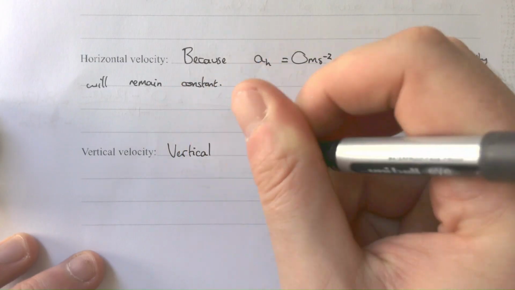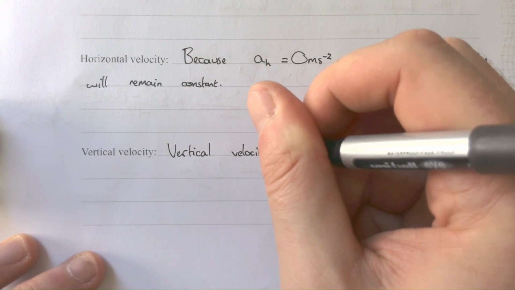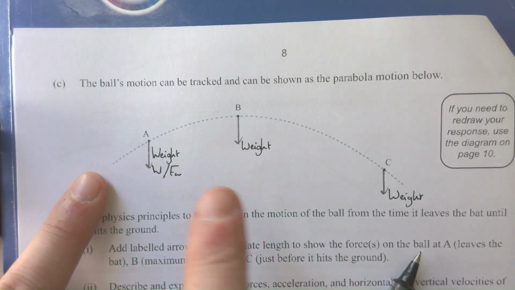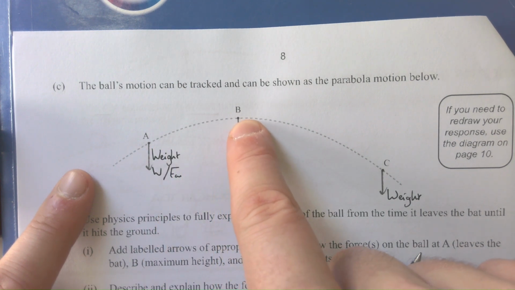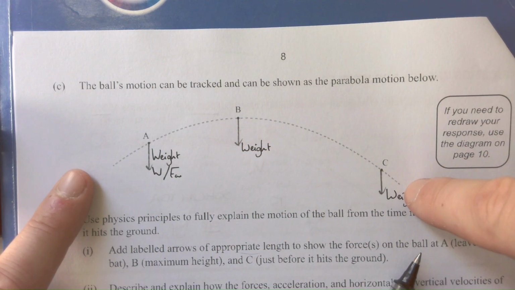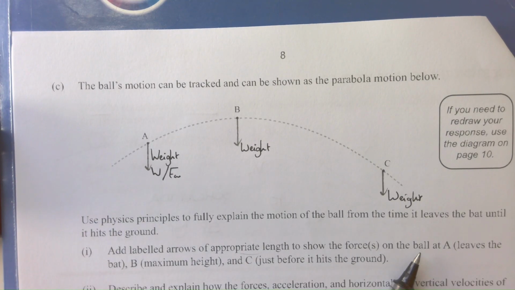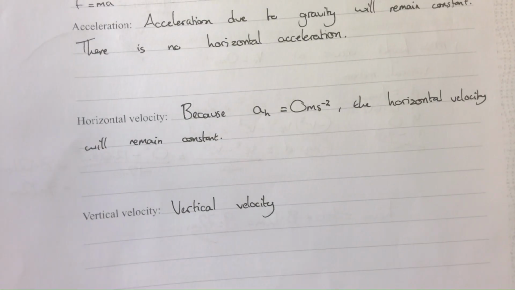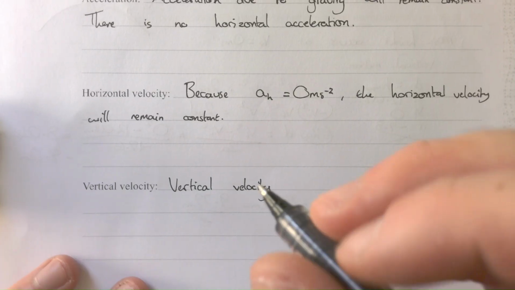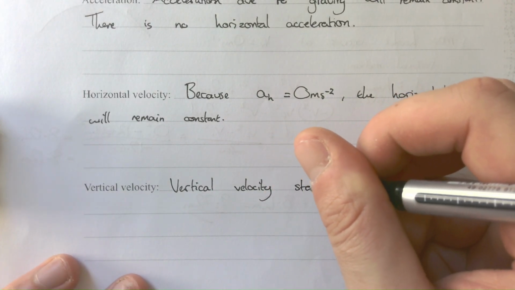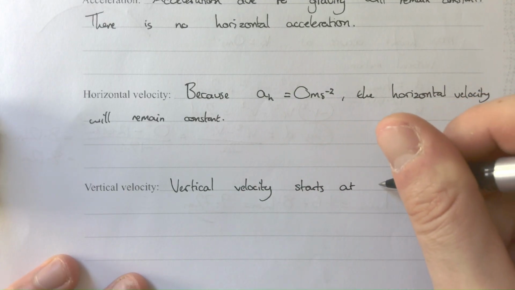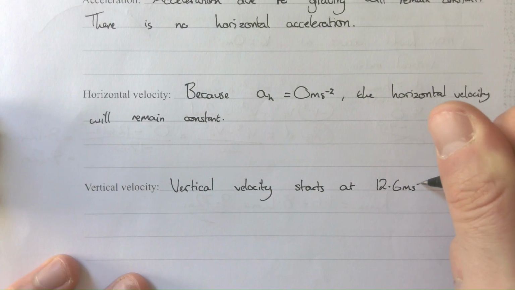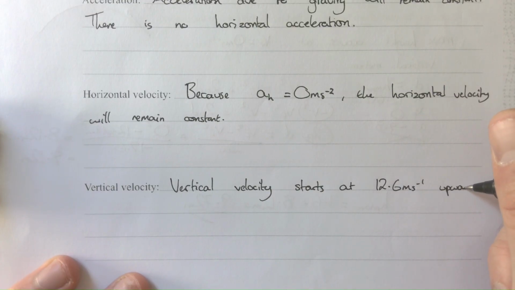Vertical velocity, sorry, I'm going to refer back to the diagram up here. The vertical velocity begins in an upwards direction. Momentarily at B, it becomes 0 before becoming increasingly negative. So the vertical velocity starts, and if you know the value that it starts at, it's always good to give it, starts at 12.6 meters per second. I'm going to be crystal clear in saying upwards as well.